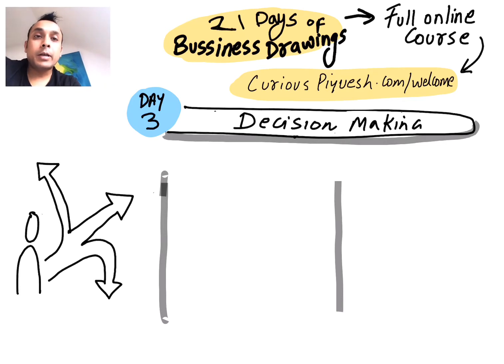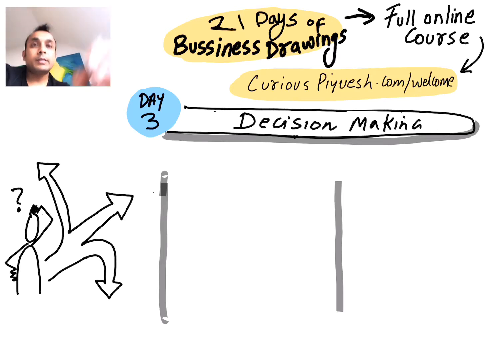And this guy is confused. If you want to be a little more dramatic, then you can draw his hand here, and he is scratching his head because he doesn't know what to do. So this is one way to show decision making. We will shade it later.